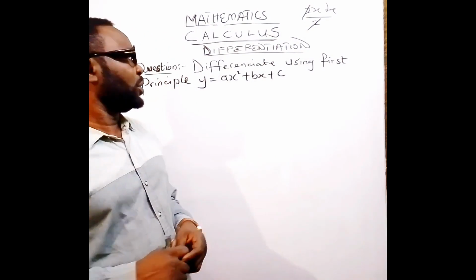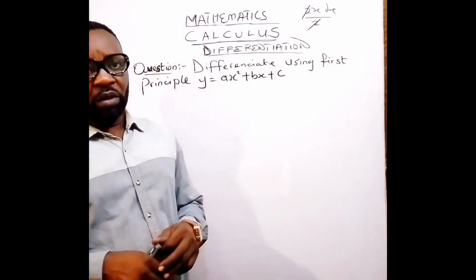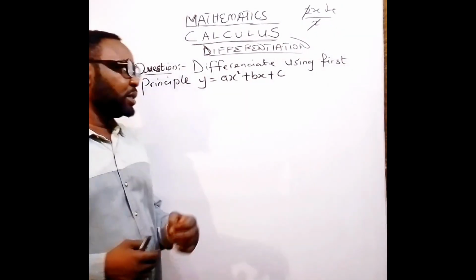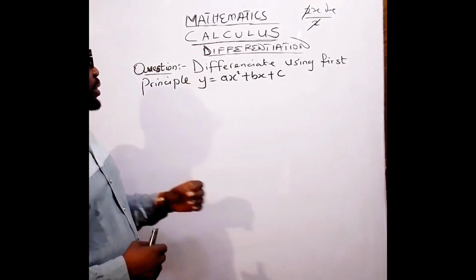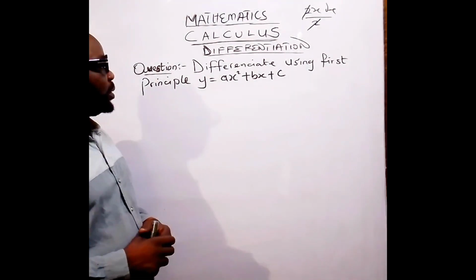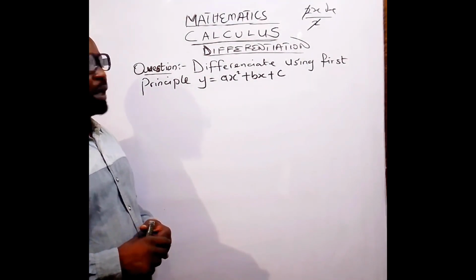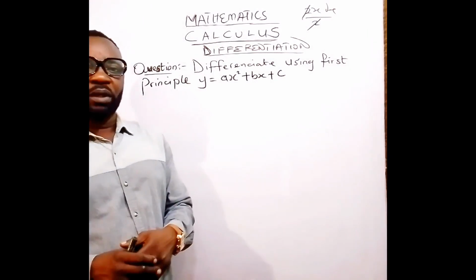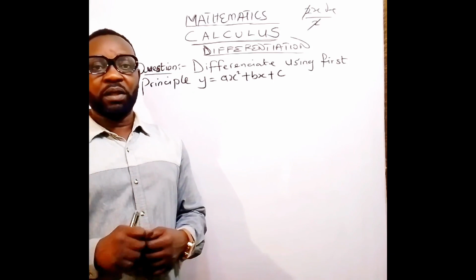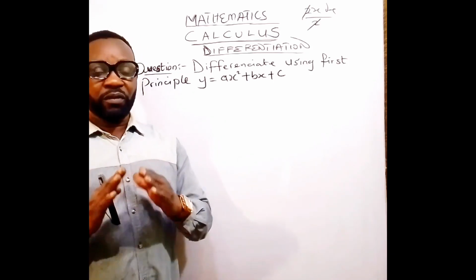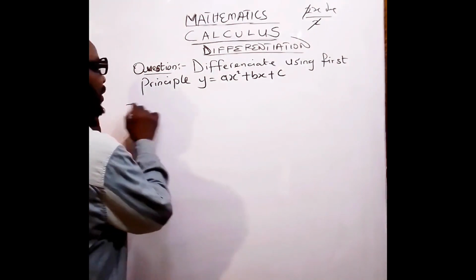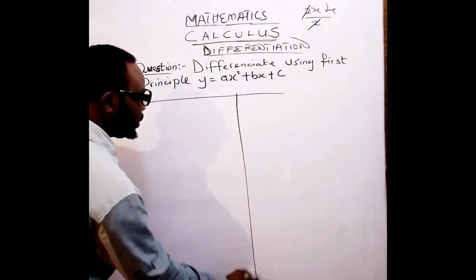I have a question here on calculus, which is a differentiation question. The question says, differentiate using first principle: y is equal to ax squared plus bx plus c. Now, we are asked to make use of first principle. Take note of that. Make sure you make use of that first principle. Don't do otherwise. Now, let's go ahead to solve the question.